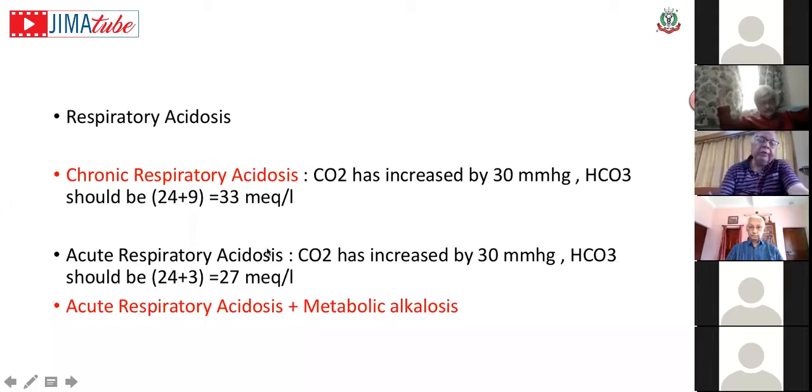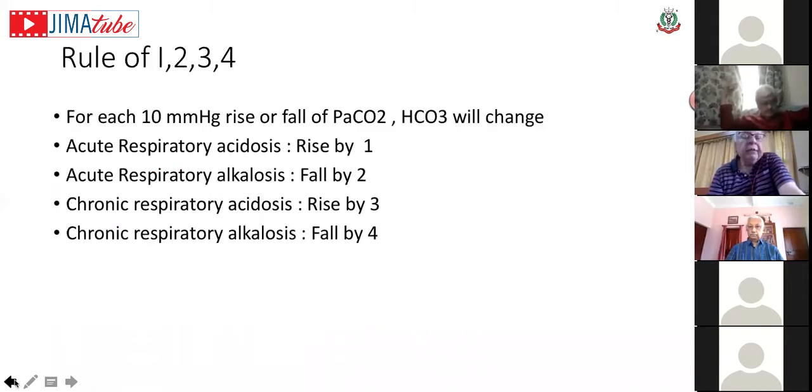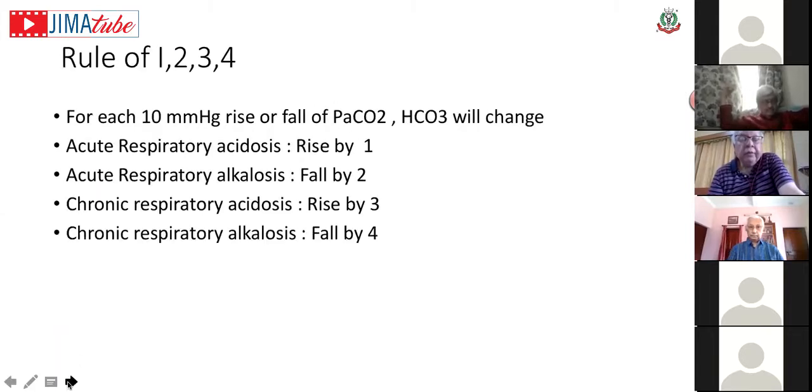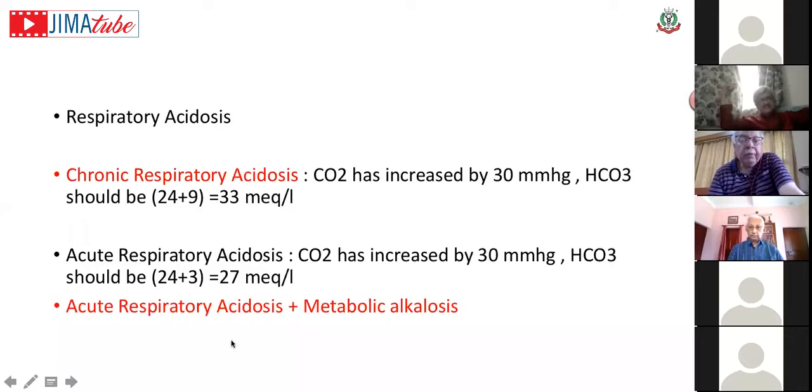But you see, there could be another possibility. In acute respiratory acidosis, for each 10 millimeter rise of carbon dioxide, bicarb rises by 1. So if carbon dioxide has increased by 30, bicarb should have been 27. But this is 34 here. So this could be acute respiratory acidosis plus metabolic alkalosis. Because this patient has an unknown past history, we don't know which one is which, but both of these would have been the correct answer.